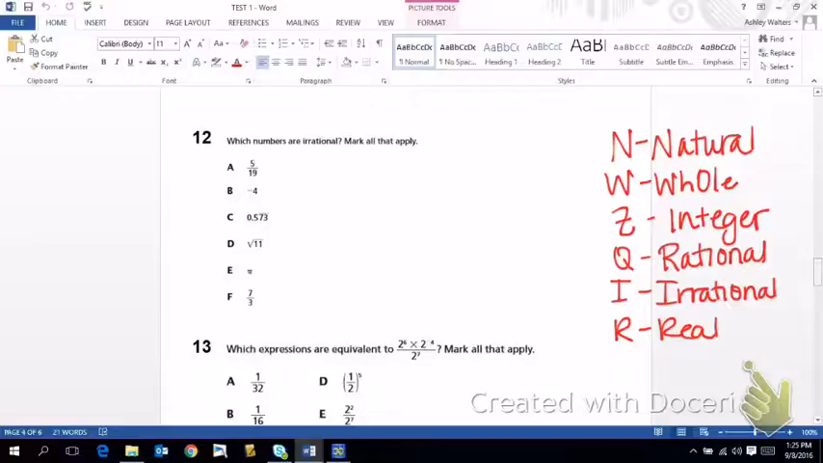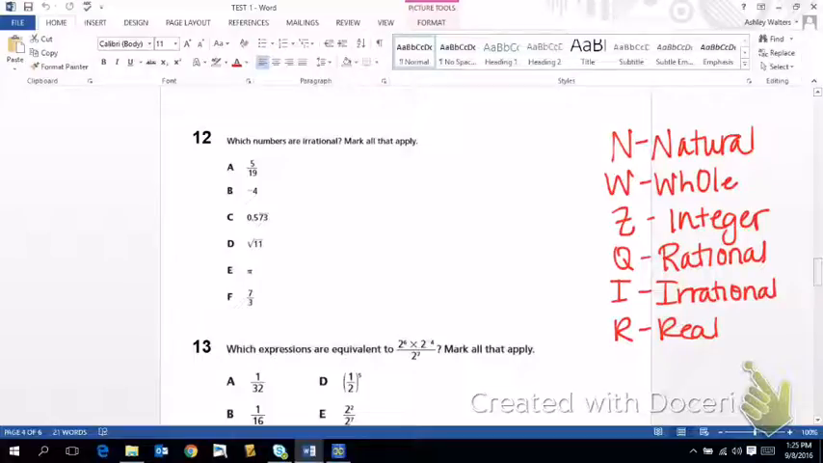Number 12 relates back to our number sets when we ask which numbers are irrational and mark all that apply. We know that natural numbers are numbers that are 1 to infinity, and they must be whole numbers. Whole numbers go from 0 to infinity, and again, they cannot be parts of numbers. Integers are numbers that are negative infinity to positive infinity. They also cannot include parts of numbers like decimals and fractions.